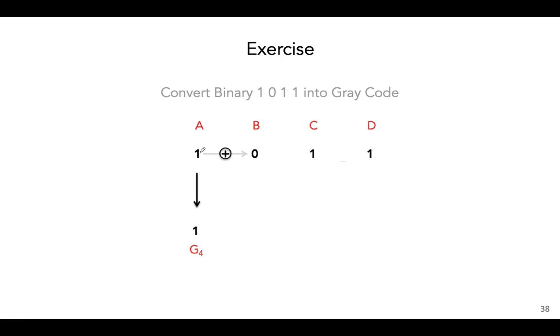The next one, we XOR the first and the second bit of the binary code to get the second bit of the gray code. Then we XOR the second and third bit of the binary code to get the third bit of the gray code. Finally, we XOR the third and fourth bit of the binary code to get the final bit of the gray code. So this was the binary, and you've converted it into gray. All you need to remember for these conversions is either the circuit or directly the equations. Either one will do.